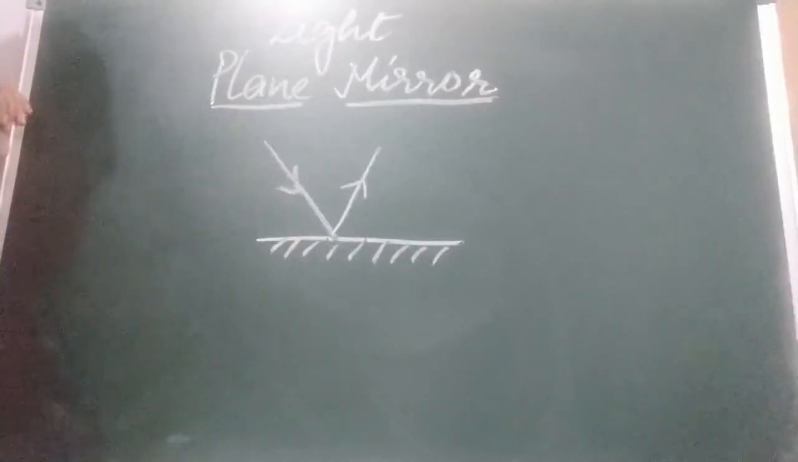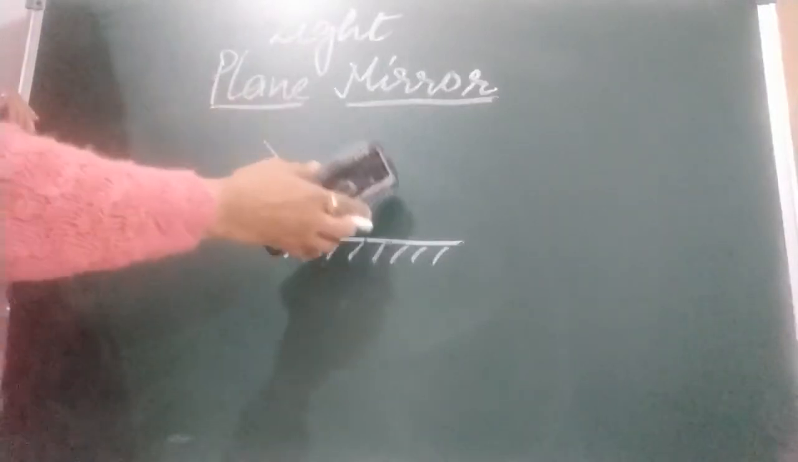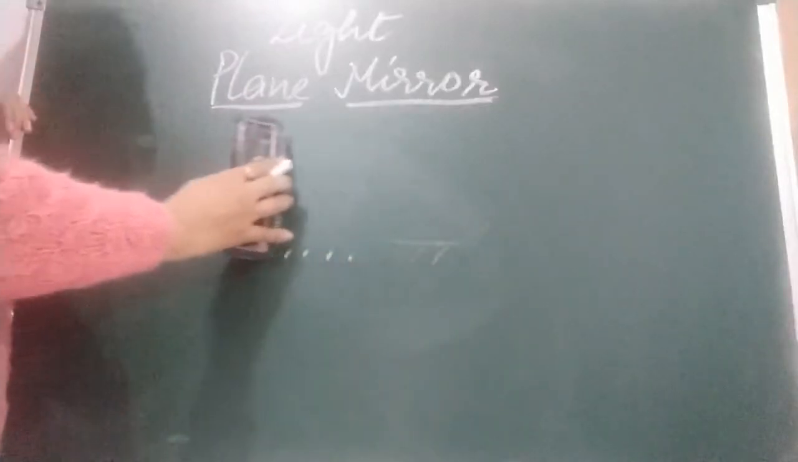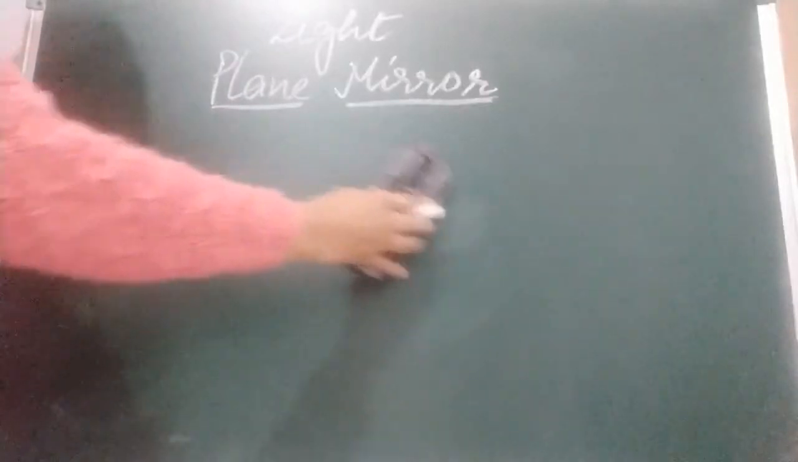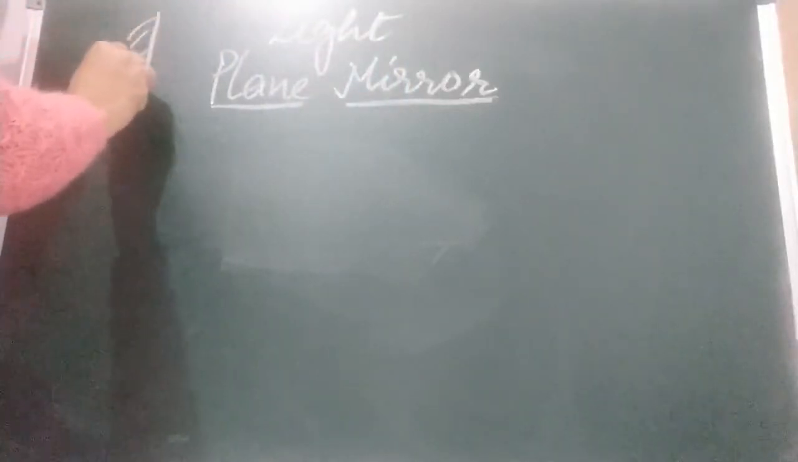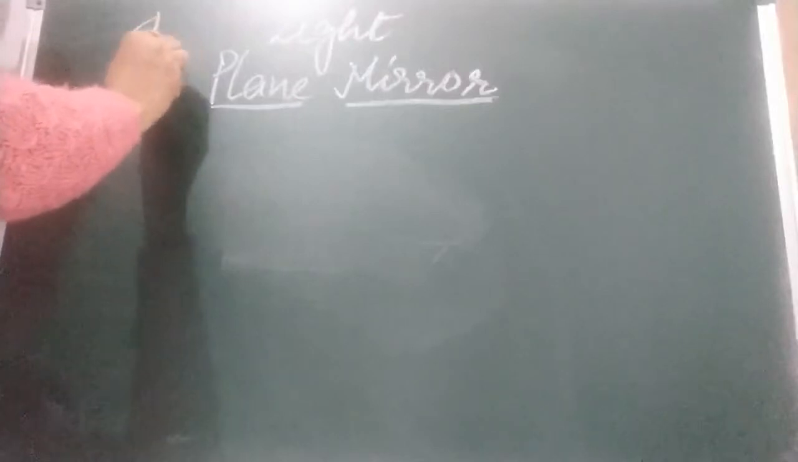Now children, we are going to discuss the characteristics of the plane mirror. Look at yourself closely in a mirror. Suppose this is the mirror. What do you observe about your image? Is it bigger or smaller than you, children? Or is it of the same size?